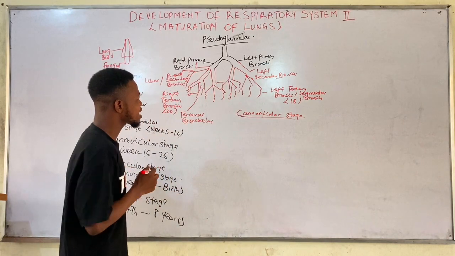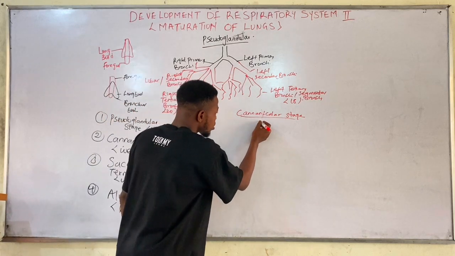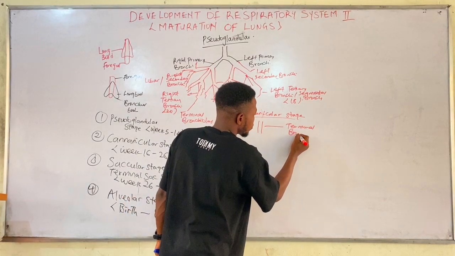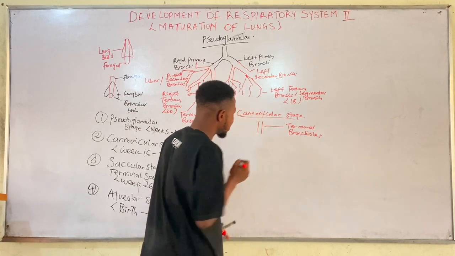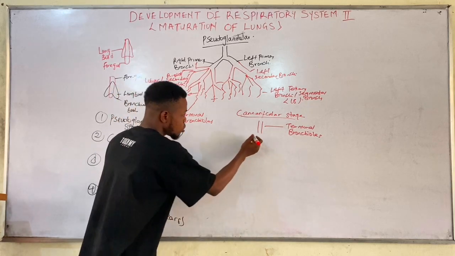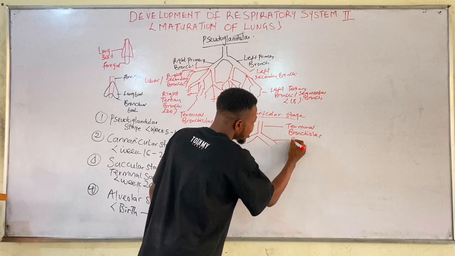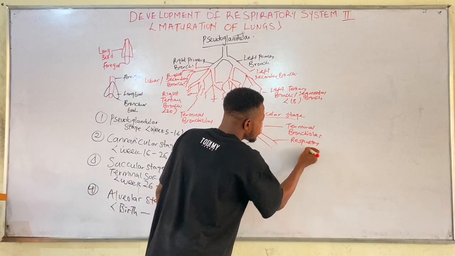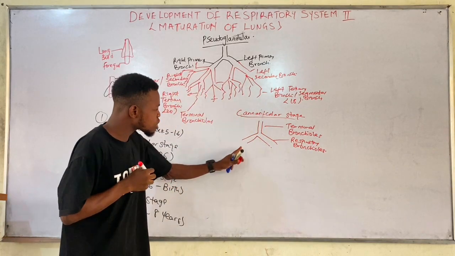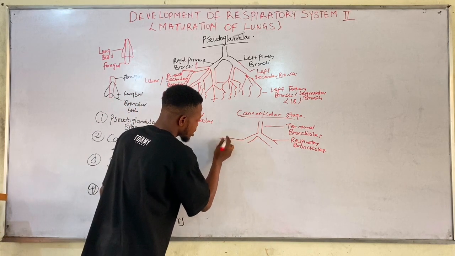Now at the canalicular stage, let's take a portion of these bronchioles, which we call terminal bronchioles. Now, let's say this is the terminal bronchioles. Now from the canalicular stage, another structure buds off again, which goes like this. This structure that buds off is what we call the what? Respiratory bronchioles.